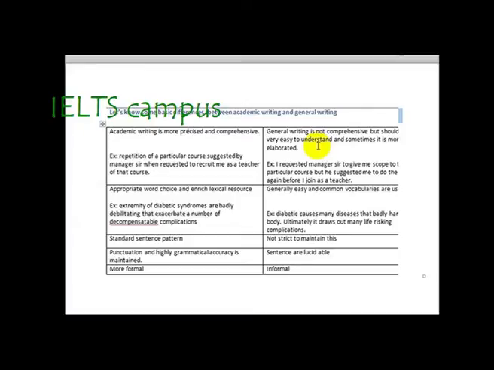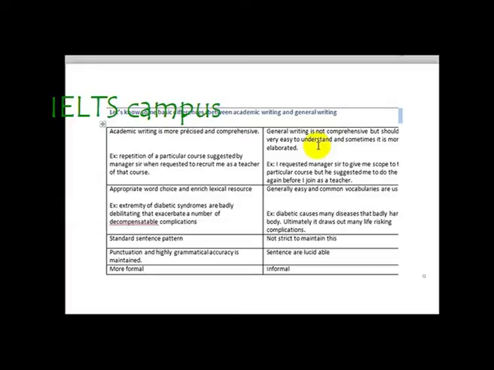So, extremity of diabetic syndromes are badly debilitating. Here the word debilitating has been used in the sense of weakening, of being ill. So it's not commonly used. And exacerbated is also a kind of word which is not commonly used, and decompensatable as well. In contrast to this example, generally common vocabularies are used.